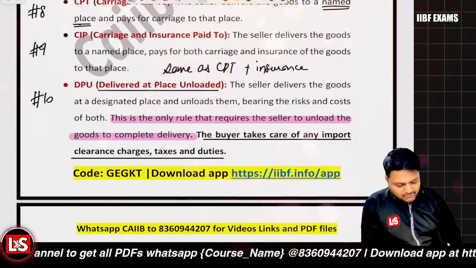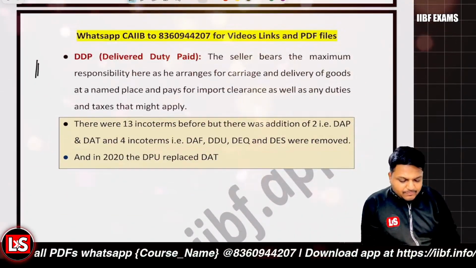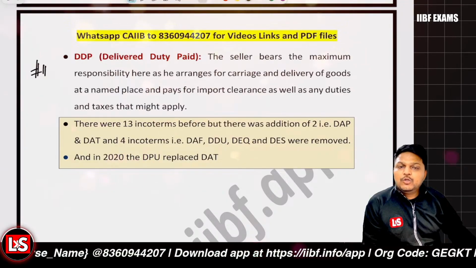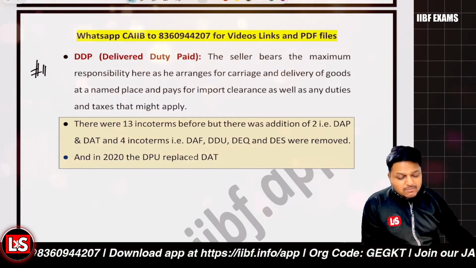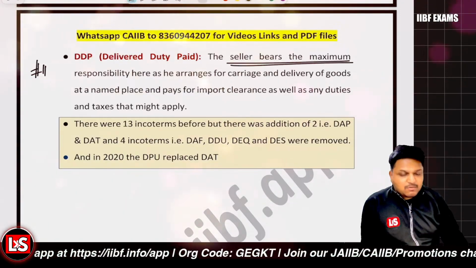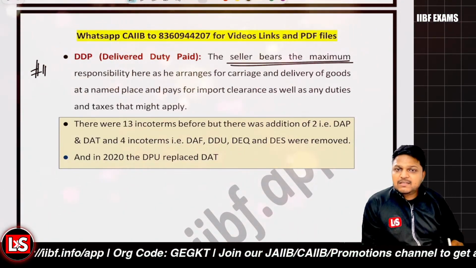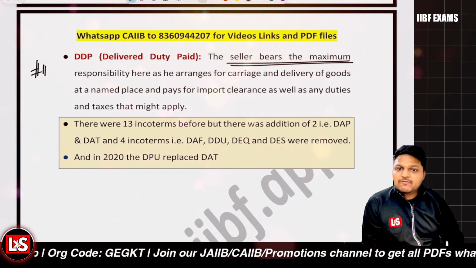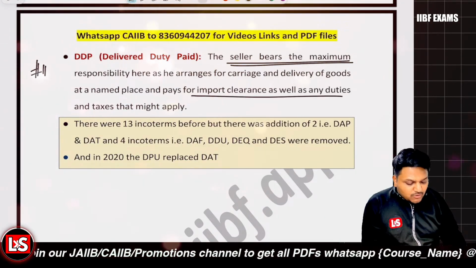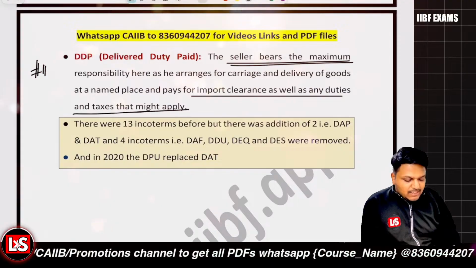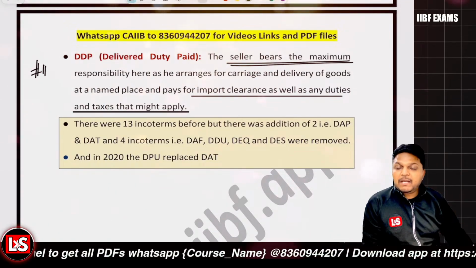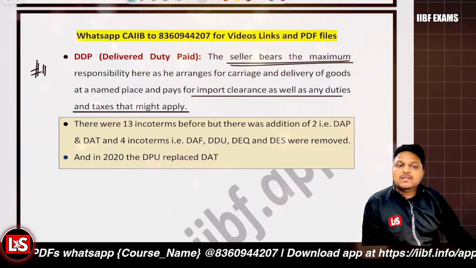And further, the last one is DDP, delivered duty paid. So maximum obligation is on the seller. The seller bears maximum responsibility. Freight is to be paid, insurance if agreed is to be paid, import clearance is to be made, and also the duties and taxes are to be paid. So that is the main point related to DDP, delivered duty paid. Everything is to be borne by the seller.